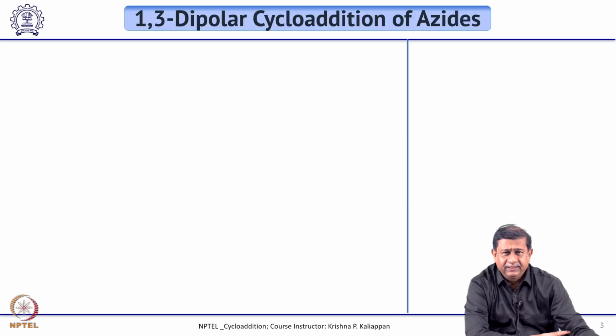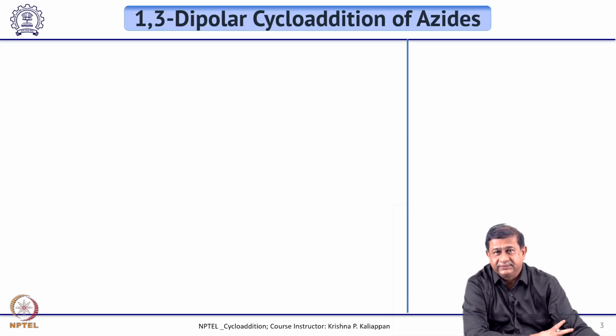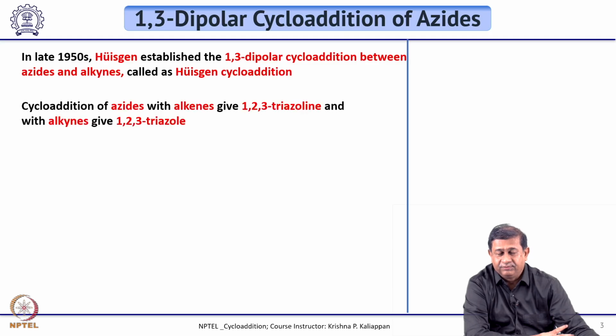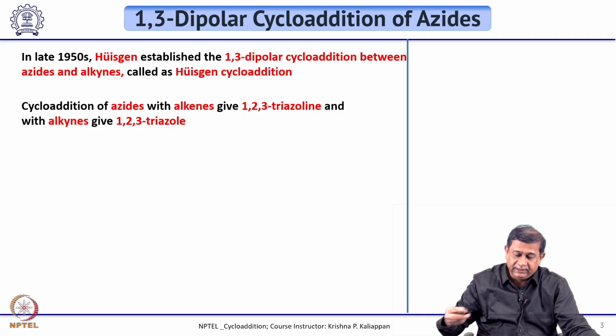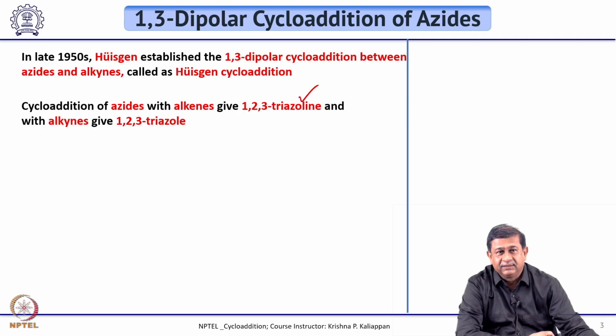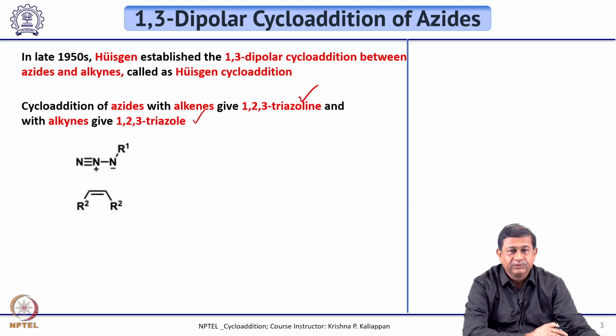So like any other dipole, azide is also a very good dipole in 1,3-dipolar cycloaddition, and it has found various applications in organic synthesis. The first report of 1,3-dipolar cycloaddition between azides and alkynes was by Rolf Huisgen in late 1950s, and if you see, the reaction between azides and alkenes will give 1,2,3-triazoline, whereas the reaction between alkynes and azides will give you 1,2,3-triazole.